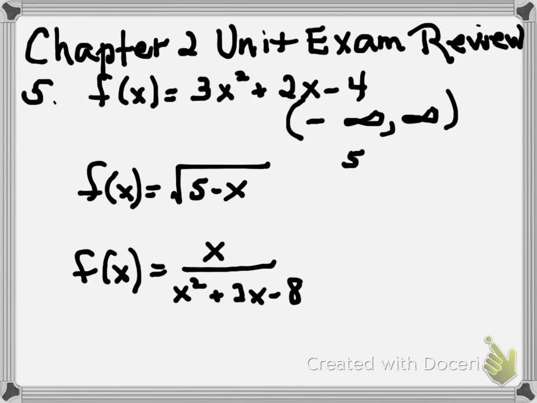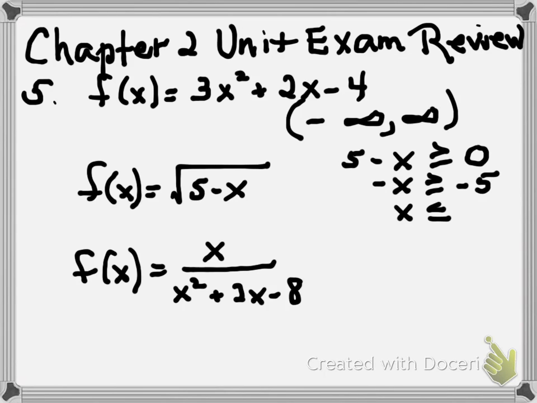We have to keep 5 minus x underneath the radical greater than or equal to 0. So if I have negative x greater than or equal to negative 5, multiplying or dividing by a negative reverses the inequality, and I have x is less than or equal to 5. Written here as an interval, it's from negative infinity to 5 inclusive. We have to keep what's underneath the radical in the interval between negative infinity and 5, inclusive of 5.